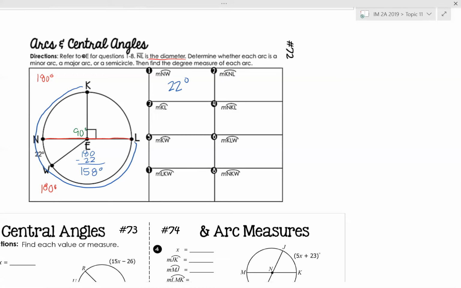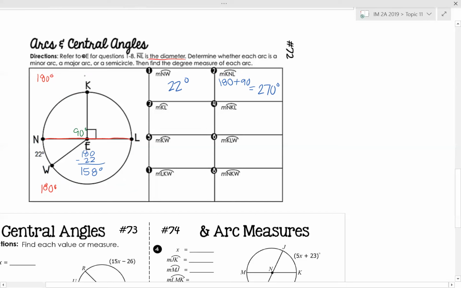So I have a couple different options on how I can figure out what this is. Again, remember that red line always represents 180. So since I have a full 180, I can just do 180 plus 90, which gives me 270 degrees. Remember that I could do 90 plus 22 plus 158, but it's good to kind of pull that 180 whenever you can for a problem. Okay, so I'm gonna erase that.